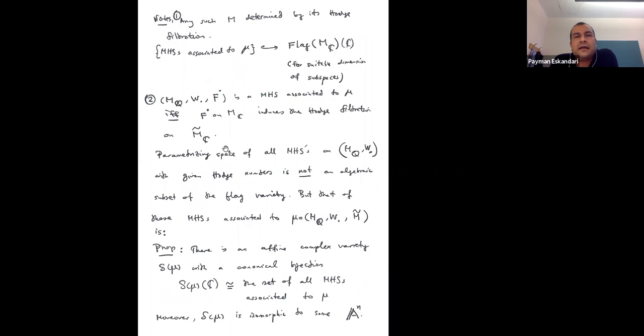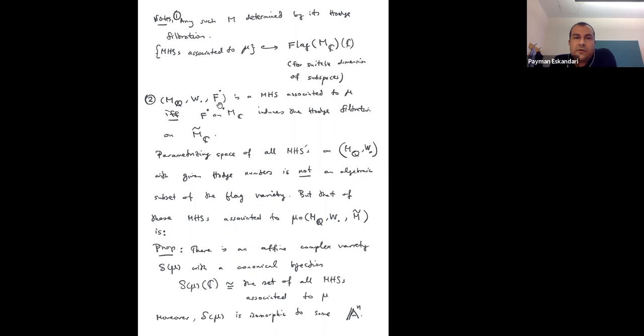Now, any such M is determined by its Hodge filtration, because you fix its rational vector space and the weight filtration. The only thing that is left to play with is the Hodge filtration. So you get an injection from the set of mixed Hodge structures associated to this triple mu to the complex points of the flag variety of M_C with suitable dimensions, by sending M to its Hodge filtration.